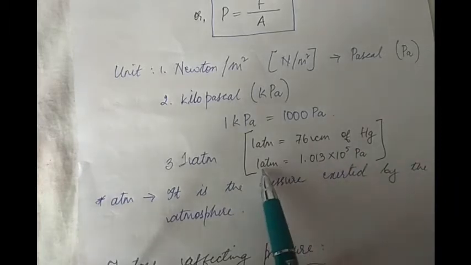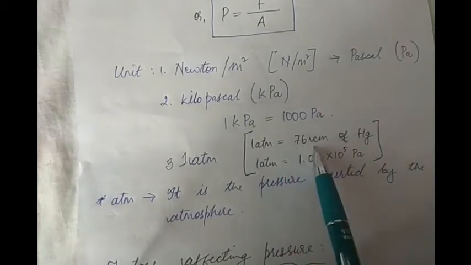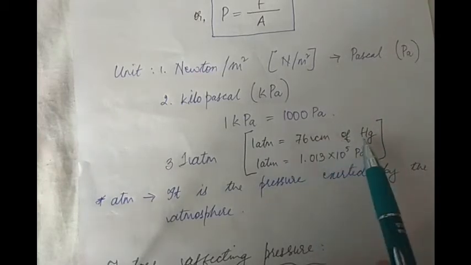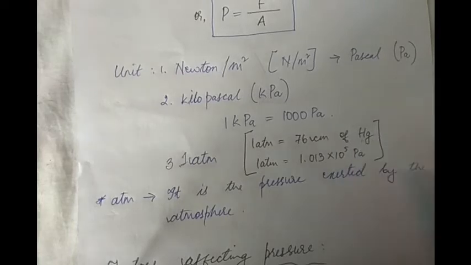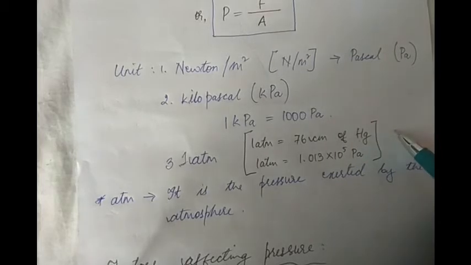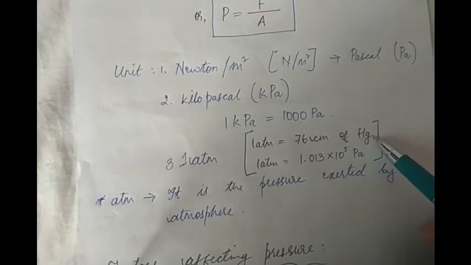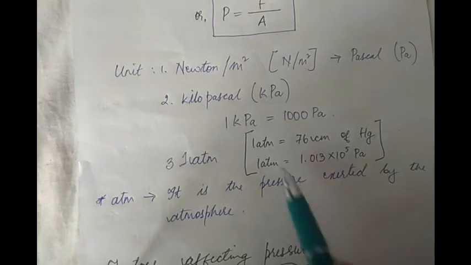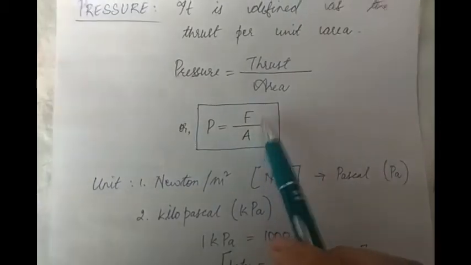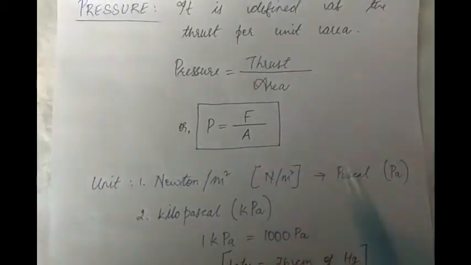Now this 1 atmospheric pressure is also equal to the pressure exerted by 76 centimeter of Hg, that is mercury. If we have a 76 centimeter column of mercury, then the pressure exerted by that liquid mercury is equal to 1 atmosphere. Let us now look at the factors affecting pressure. As you can see from the equation for pressure itself, pressure depends on two factors: one is the force or the thrust acting, and the other is the area on which the thrust is acting.